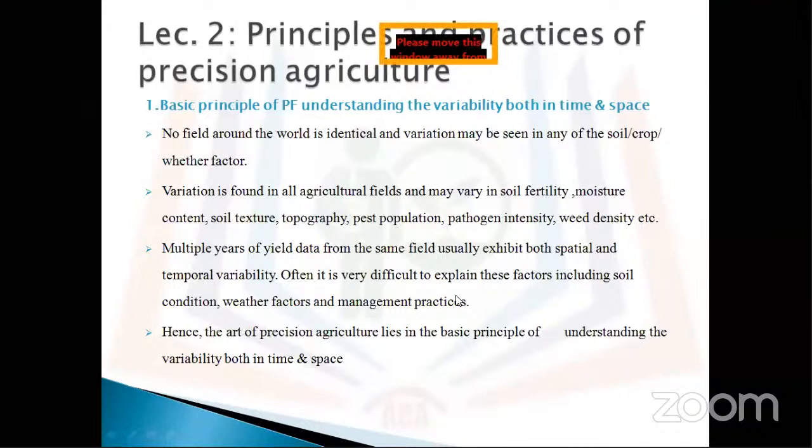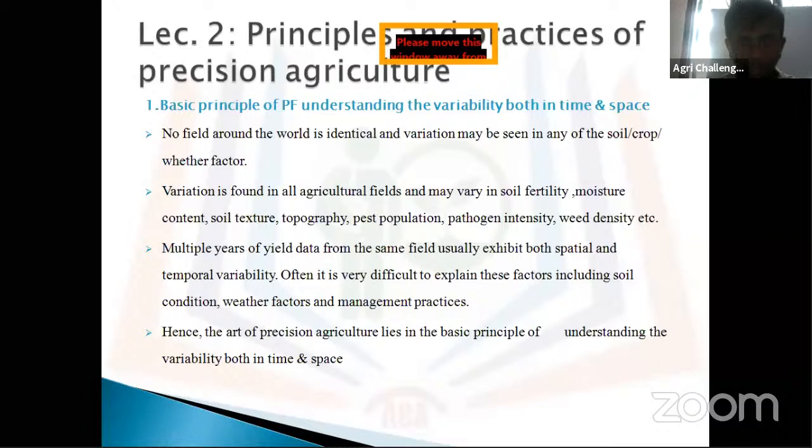For any concept, some basic principles are required. Otherwise, there is no concept. Here also, in precision agriculture, precision farming, there are a few principles on which this concept works. The basic principle of precision farming is understanding the variability both in time and space. What is that? Understanding the variability both in time and space.